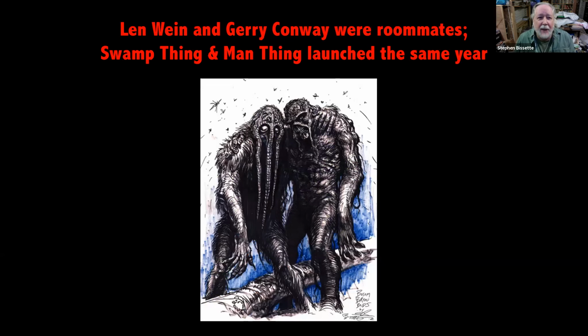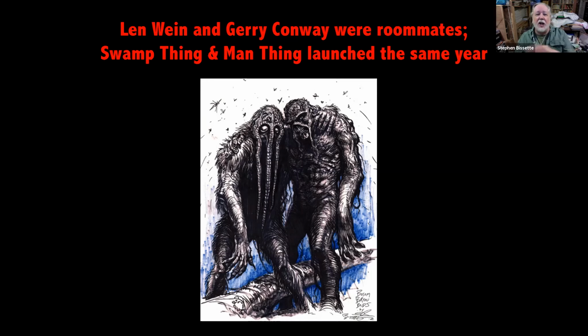By the way, at the same time, Len Wein and the writer Jerry Conway were roommates in New York City. Len and Jerry were both doing work for DC and Marvel at the time. And they each created their own swamp monster around the same time. Len Wein wrote and co-created Swamp Thing. Jerry Conway wrote and co-created Man-Thing.